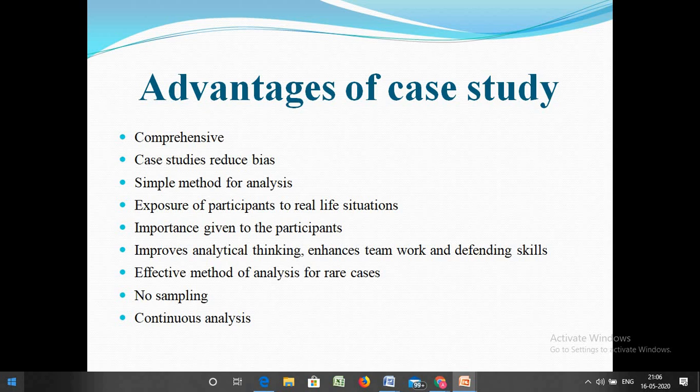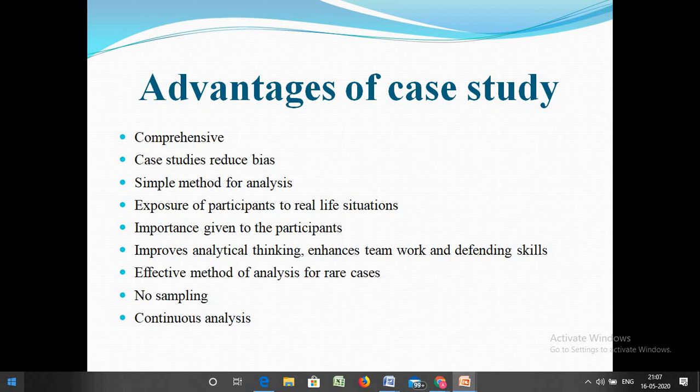Next is it improves analytical thinking, communication, developing tolerance for different views on the same subject, it improves ability to defend one's own point of view with logic, and enhances teamwork also of the participants, making them efficient over time.